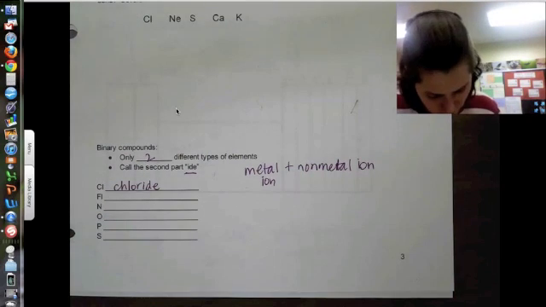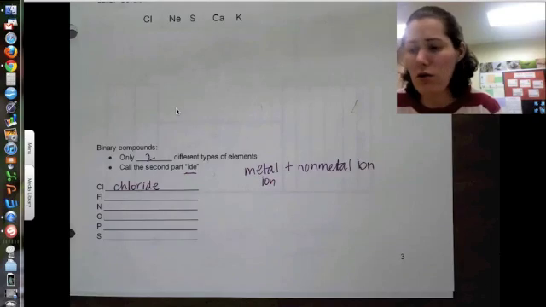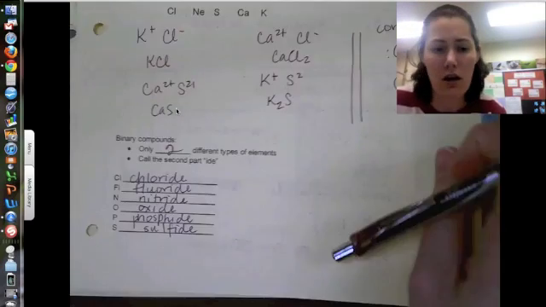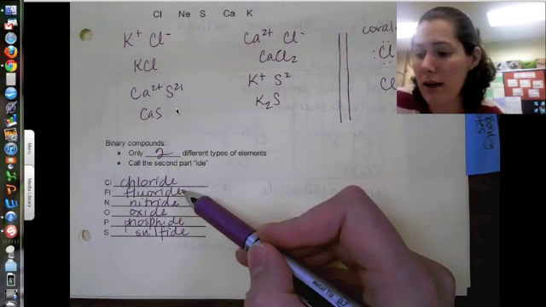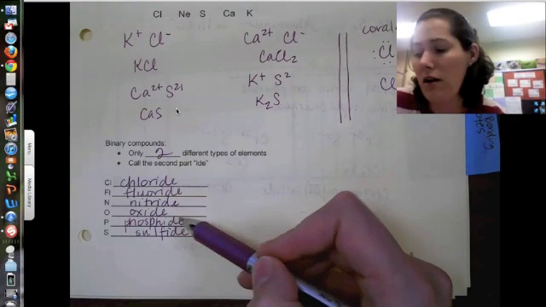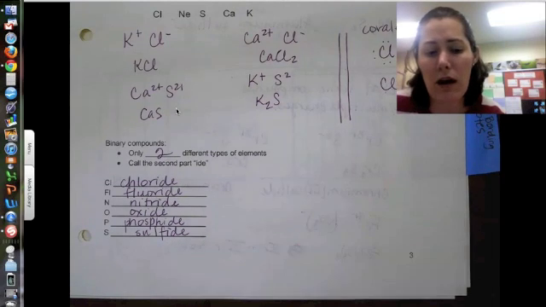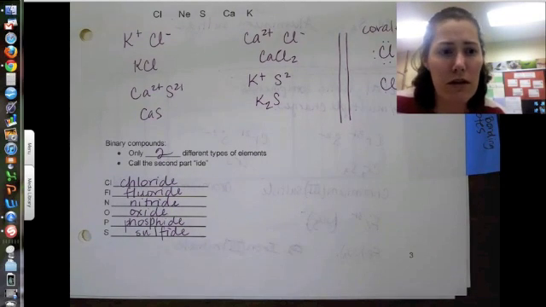I'll just show you the answers to those. We'll do a little magic trick here. Okay, so here's your actual answers: chloride, fluoride, nitride, oxide, phosphide, and sulfide. Okay, so one more video for this note sheet on the last page coming up.